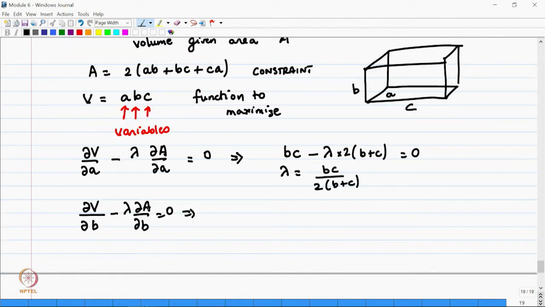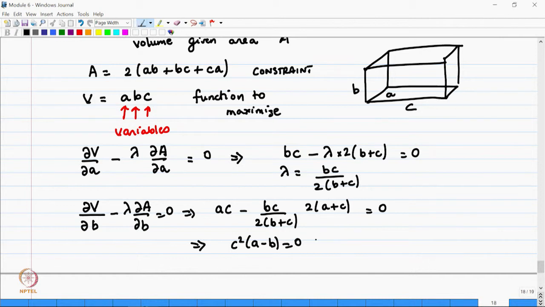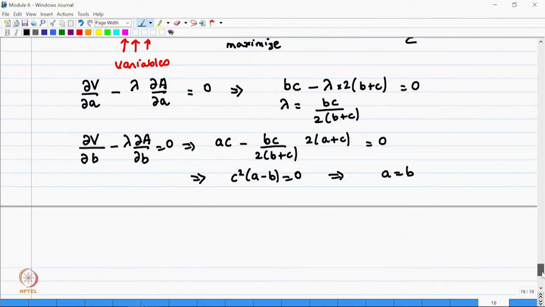Let me redo this with ∂V/∂b minus lambda times ∂A/∂b equal to 0. Taking ∂V/∂b, you will get ac minus lambda, and substituting lambda as bc over 2(b + c), with ∂A/∂b giving 2(a + c), this has to be equal to 0. If I multiply out by (b + c), the first term will be abc and here also the first term is abc, they will cancel. Then you have ac² and you have bc². So you have c² times (a minus b) equal to 0, and c² cannot be 0. So that implies a equals b. This is the condition.